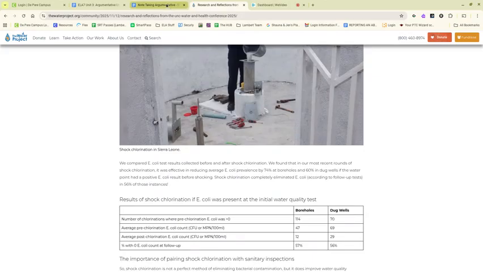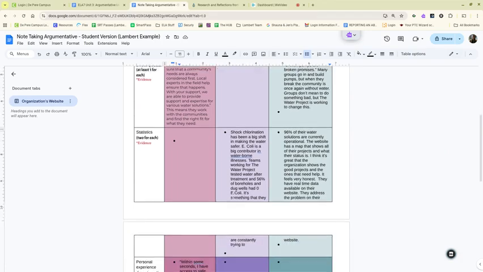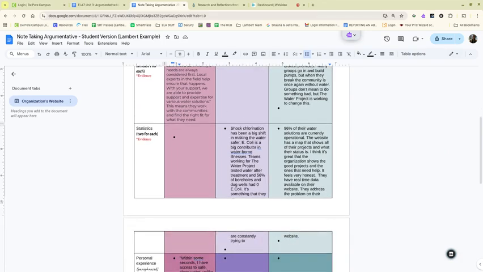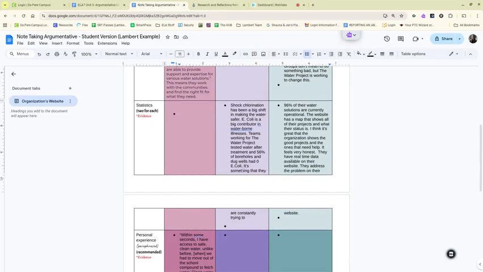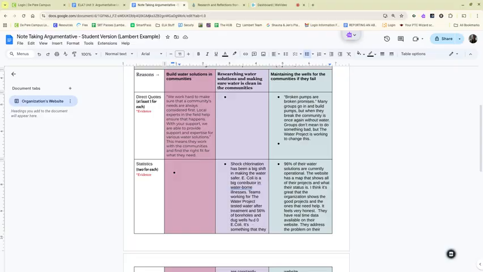I need to put in my own words. So I still use the percentage, but then I put it in my own words that shock chlorination has been a big shift in making the water safer. E. coli is a big contributor to waterborne illnesses. And then I said that teams working for the Water Project treated water, and they had 56% of the boreholes and dug wells at 0 E. coli. I could have also included that 74% of that particular type had an improvement, but I thought the 0 E. coli was the more impressive stat, so that's the one I wrote down.